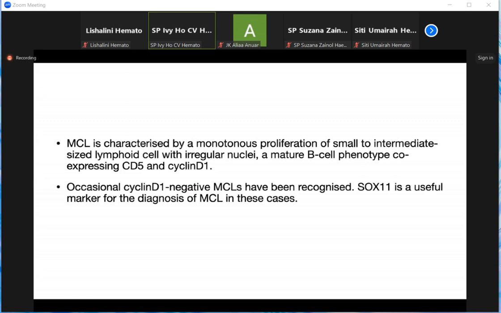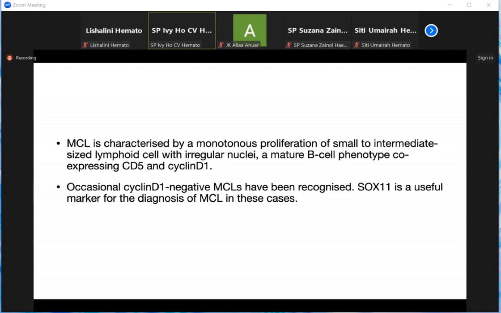The cells in mantle cell lymphoma are kind of monotonous. They are small to intermediate in size. If you look closely enough, the nuclei are not as rounded as normal lymphocytes; they tend to be slightly irregular. Of course, they have a mature B-cell phenotype: CD20 is positive, CD79A is positive, CD19 and PAX5 are positive.